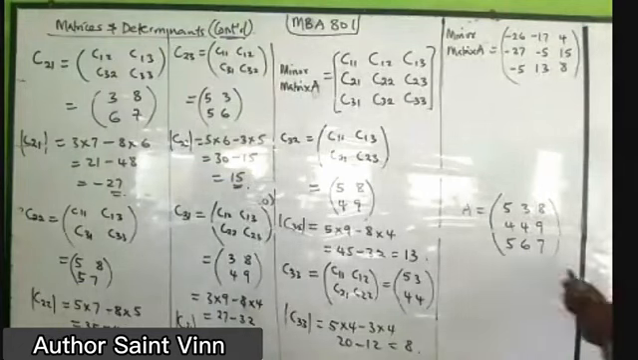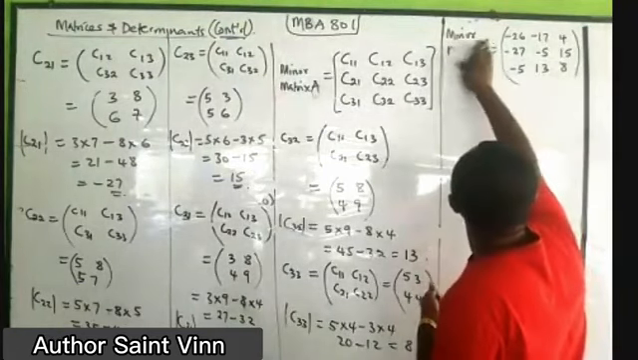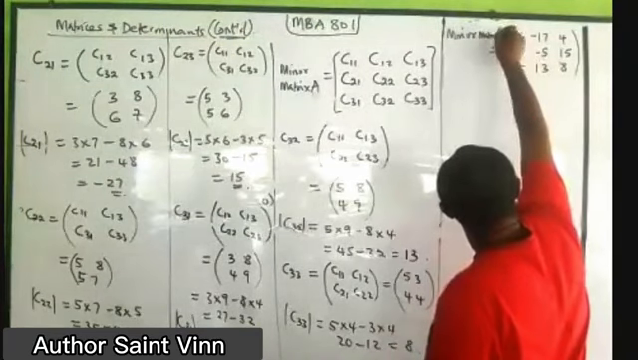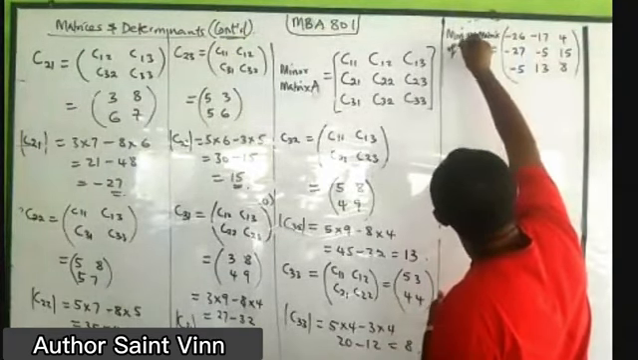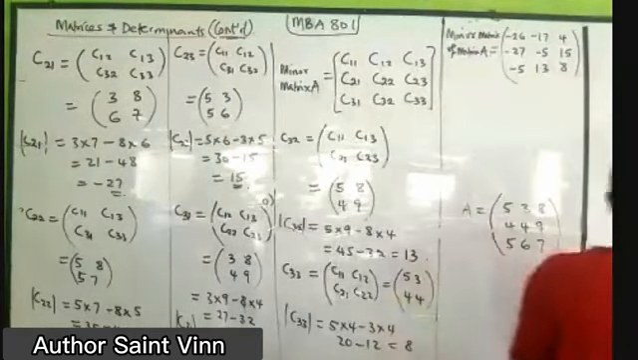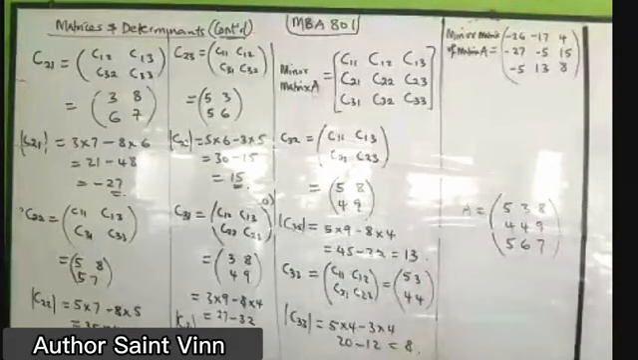Let me put the grammar like this so that you understand. Minor matrix of matrix what? Try to be a little bit clearer. Minor matrix of matrix A. Are you there?